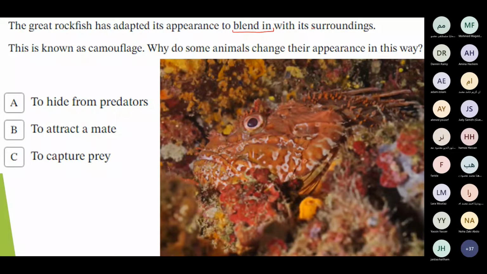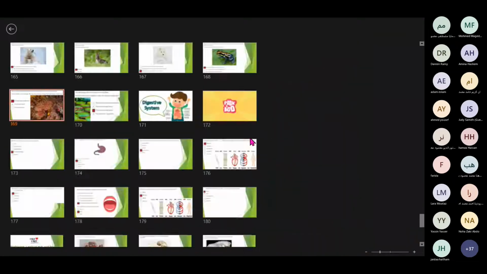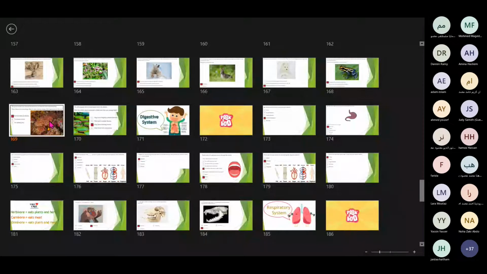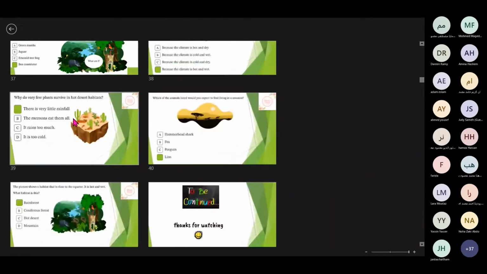So here, the great rockfish. This is a picture of a fish. Can you see the fish? Yes, because I am zooming. If I make the screen smaller, you will not be able to notice it. You cannot. Okay, let's go back.